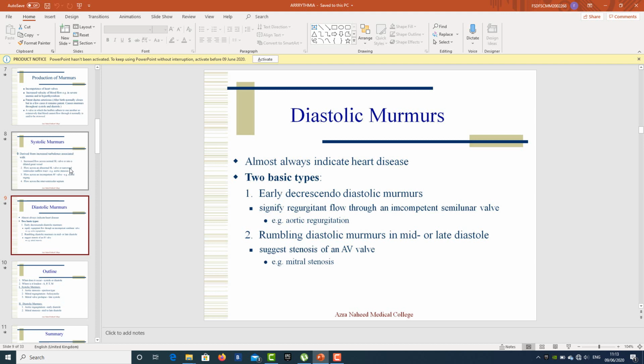Now we have the diastolic murmurs. They almost always indicate heart disease. They are of two basic types. Early decrescendo diastolic murmurs signify regurgitant flow through an incompetent semilunar valve, for example aortic regurgitation. Then we have the rumbling diastolic murmurs in mid or late diastole, suggesting stenosis of an atrioventricular valve, for example mitral stenosis.